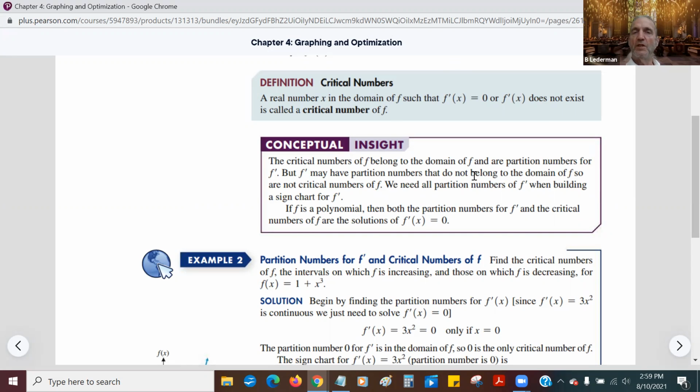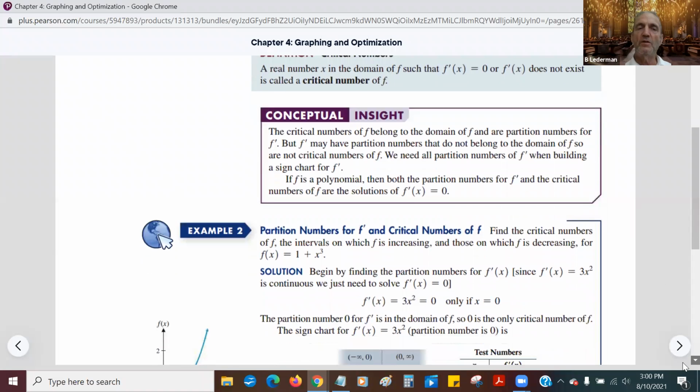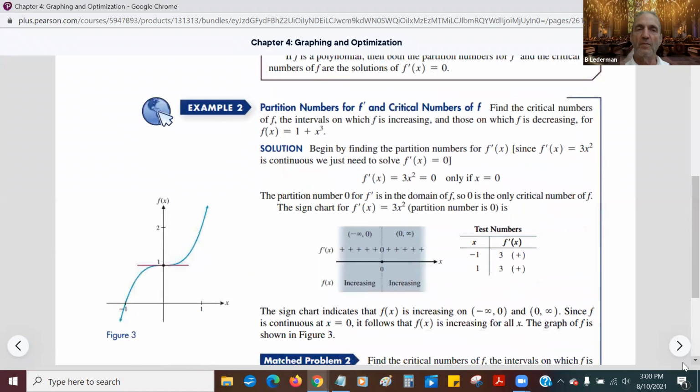Critical numbers are partition numbers, but partition numbers don't have to be critical numbers. They're not necessarily in the domain. This is a very important thing to know. But it's all in good fun. So let's look at a second example. Example 2.